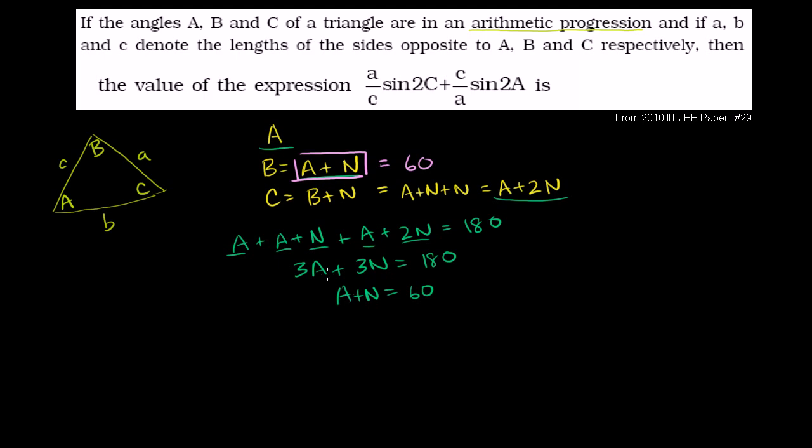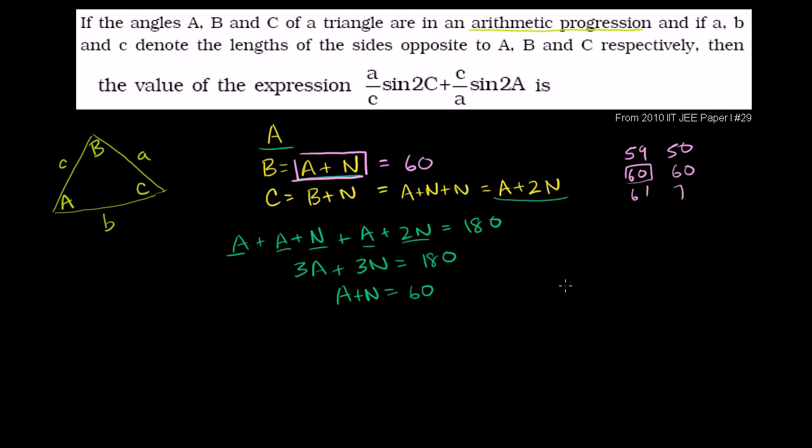And you could try it out with a bunch of numbers. These could be 59, 60, and 61. That's an arithmetic progression, and once again, B is the middle one. These could be 50, 60, and 70. Could be 40, 60, and 80. But no matter what the arithmetic progression is, in order for these three angles to add up to 180, the middle one has to be equal to 60 degrees. So we're doing pretty well so far.